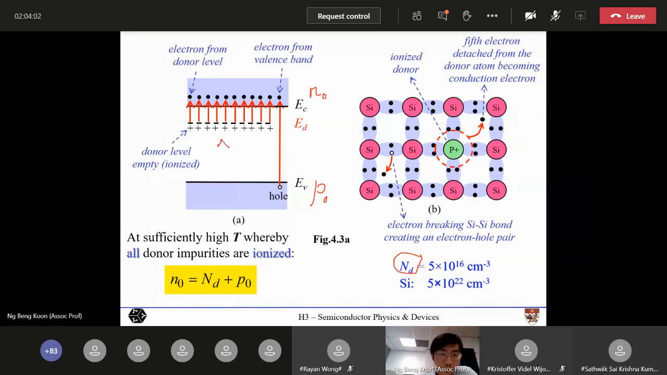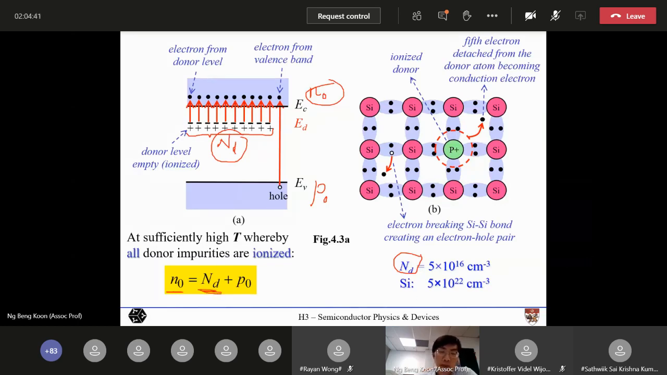So Nd will correspond to this number of donor atoms there. If you look at this graphically, we can see that the total number of electrons, as we mentioned before, comes from two sources. So the N naught is made up of a contribution from Nd, because each phosphorus atom gives rise to one donor electron. So if there's Nd number of phosphorus atoms per unit volume, then you expect Nd number of electrons per unit volume. So that is one source of electrons.